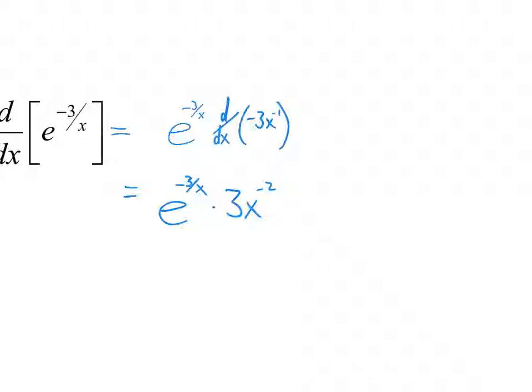We could rewrite that if we like. Since both of those parts have negative exponents, we could write this as 3 over x squared, e to the 3 over x, if you want to write it without negative exponents. Not too bad, right? Some good review for us. We want to make sure that this skill we have down really well before we move on.